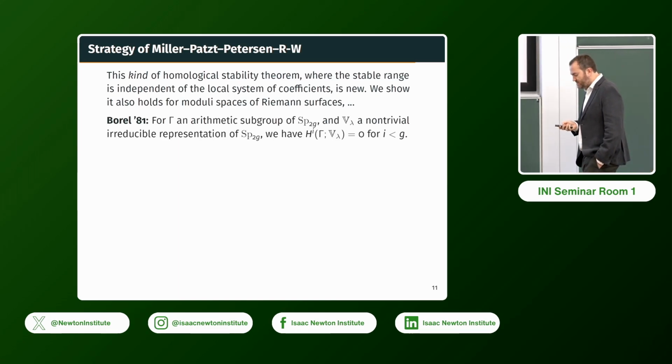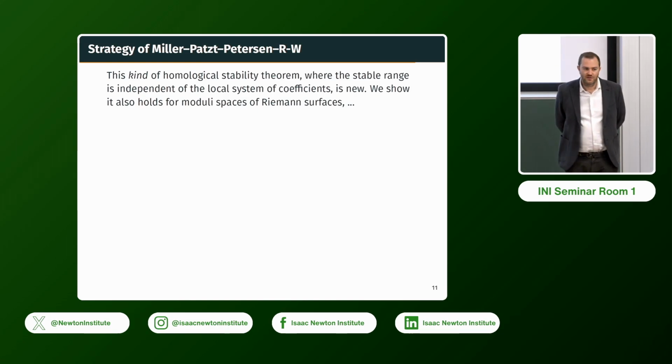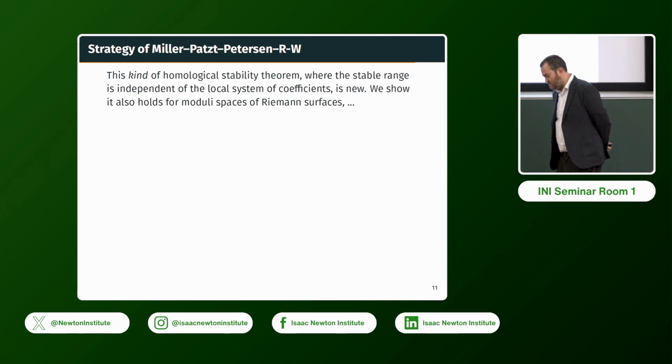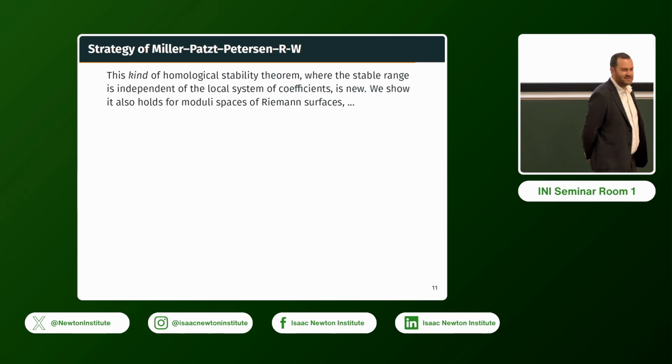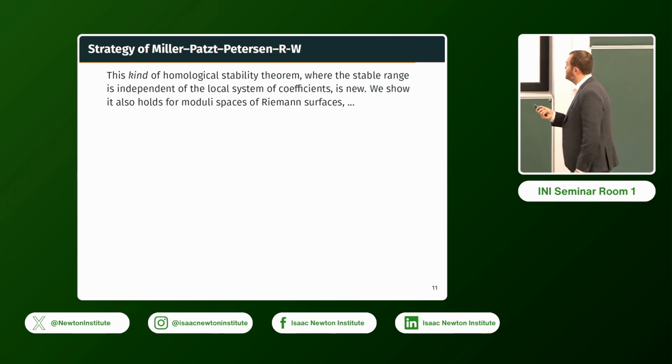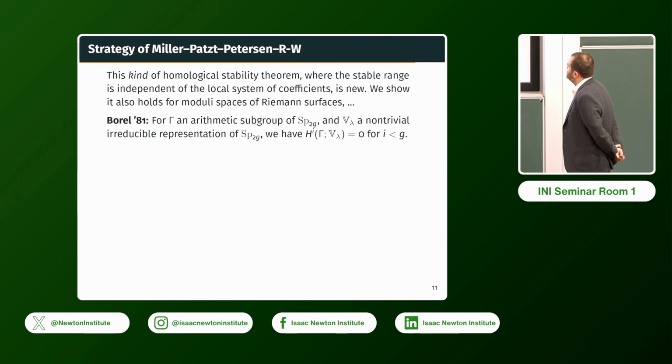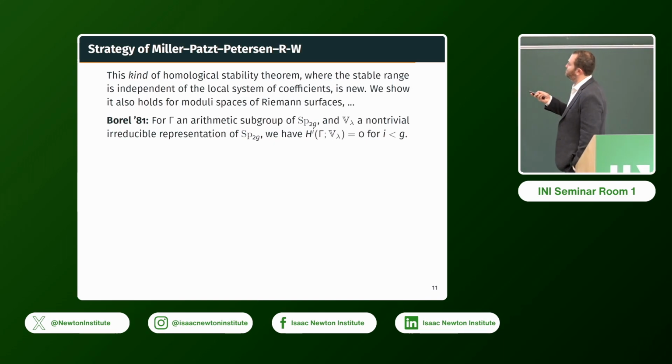And the point is, let me hide that for a second. The point is that this notion that you have uniform stability is sort of without precedent for most examples of groups that people study stability for. But there's a sort of example that you can think of as being a precedent, which is a theorem of Borel, which says the following. If I pick an arithmetic subgroup, for example, Sp_2g of the integers, and I pick a non-trivial irreducible representation of it, then the cohomology vanishes for i less than g, whatever lambda is.